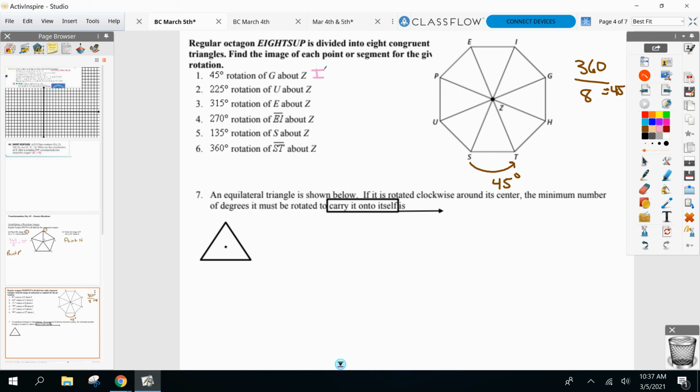And then I'm going to give you guys a couple minutes here. Go ahead, 2 through 6. I'm actually very interested in what you guys are going to do when you hit number 3 and number 4 in particular. Now I'm asking you to rotate a segment there.